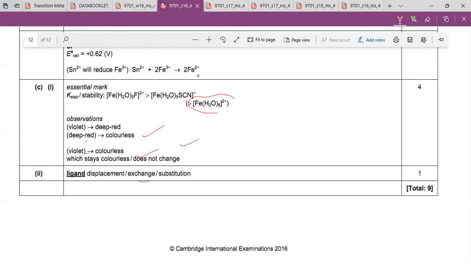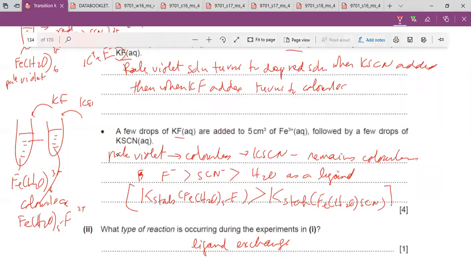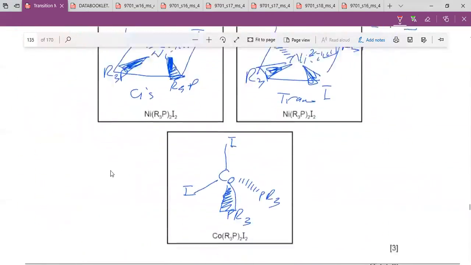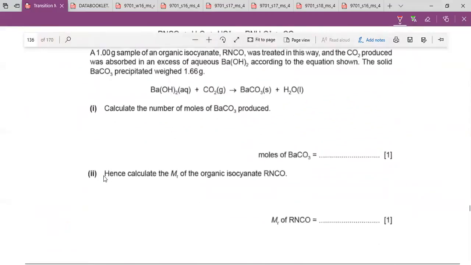Ligand displacement, ligand exchange. Either way you can put it. Okay, I've got 5 or 10 minutes more. I want to go on to a few more questions. Okay, this is 134. So let's look at the 138. Oh, 138. About the same on 138.